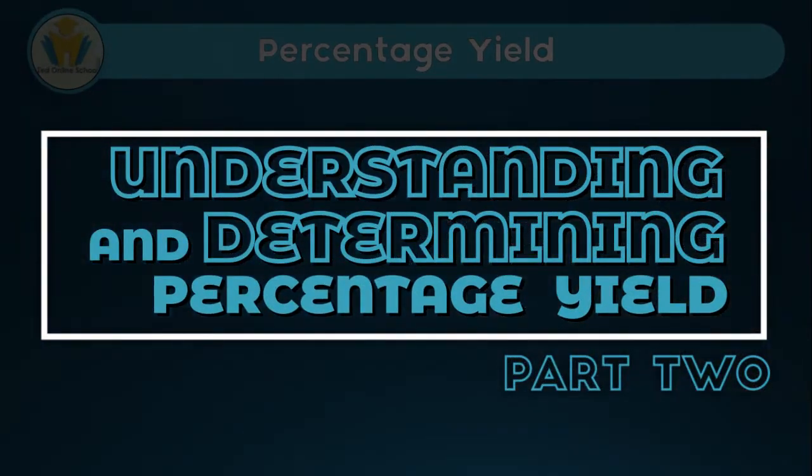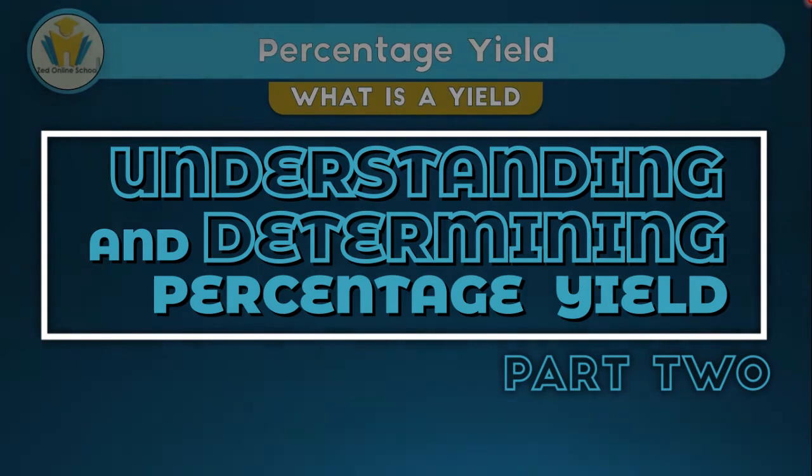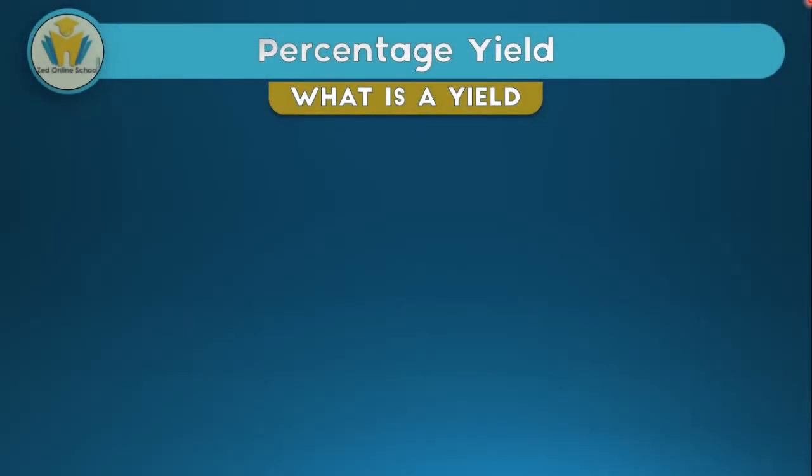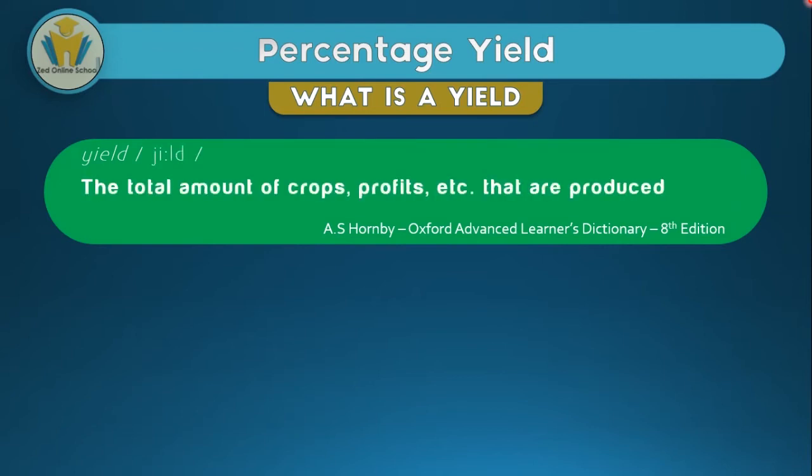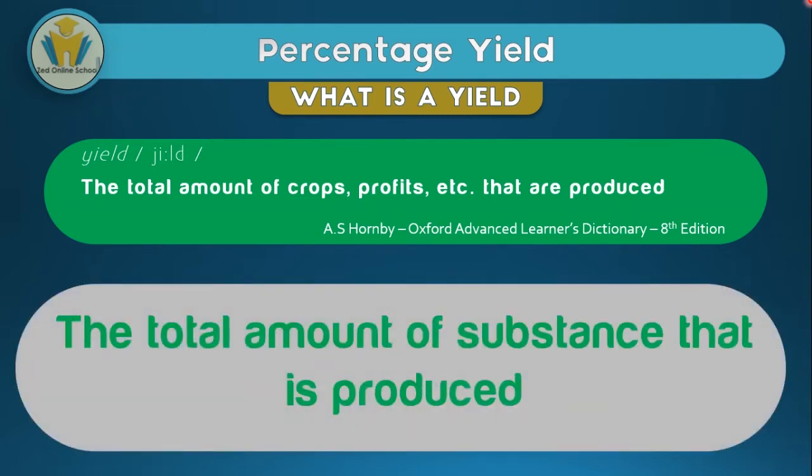Now let's take a look at the percentage yield. What is percentage yield? Or let's say, what is yield to start with? Yield is simply the total amount of crops, profits, etc. that are produced. This is chemistry, so we're talking about substances, elements, and all these chemical compounds. So when we say yield, we're referring to the total amount of substance that is produced. Now, when we talk about percentage yield, we are finding a way of expressing this total amount of substance that is produced using a scale of 1 to 100, or just simply converting that amount of substance produced into a percentage. Let's see how we do that.